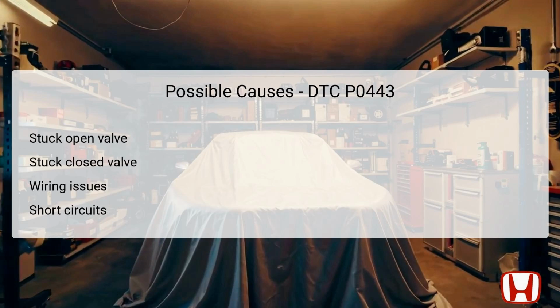Frayed wires or poor connections at any point can disrupt the signal sent from the valve to the powertrain control module, PCM. Short circuits in the wiring loom may also contribute to malfunctions, disrupting normal electrical flow. Identifying these root causes will significantly aid in efficient troubleshooting and repair.